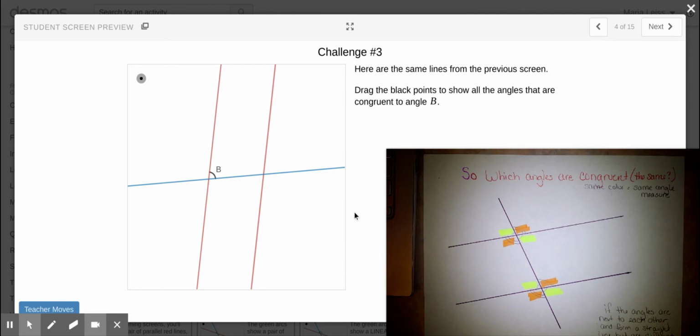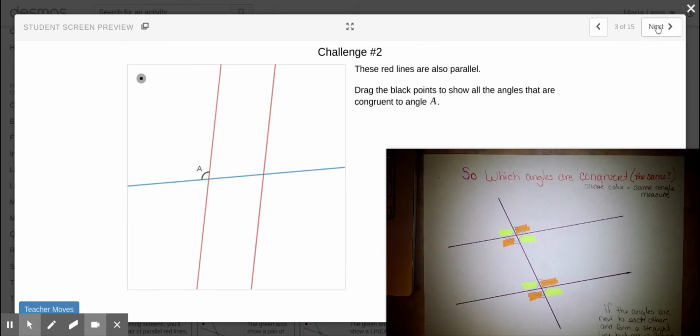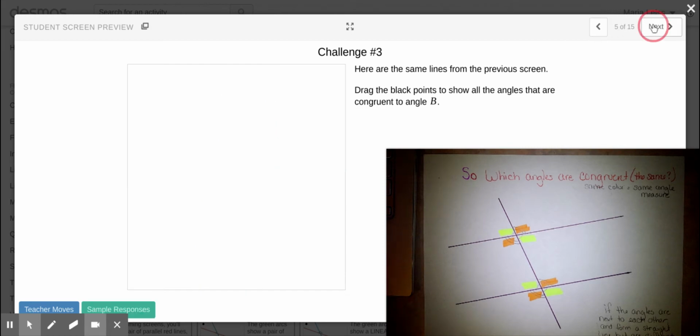Same thing here with challenge 3 or question number 4. Be careful here, by the way, because if you notice, A is on the left side of that first red line. B is on the right side. So you're going to have 4 different answers. Here's a hint. It's the other 4 angles you didn't choose.